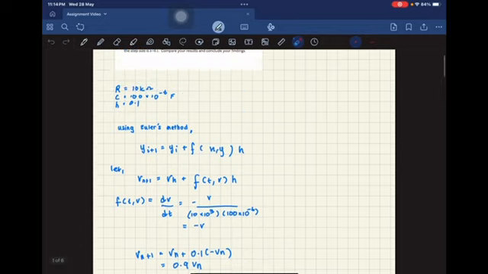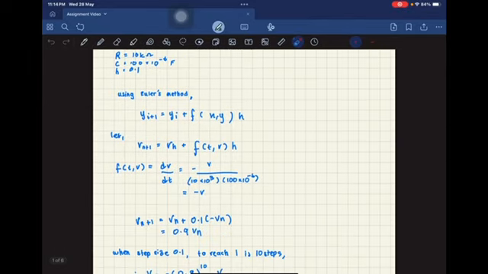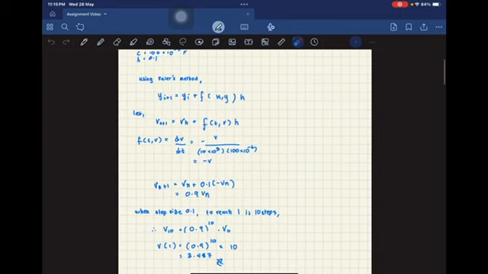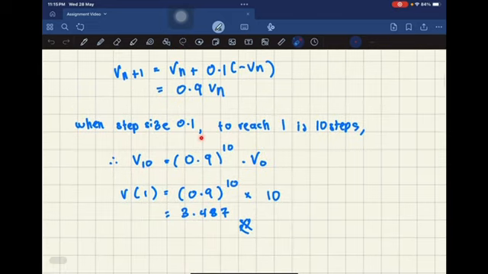So we start to derive the formula from the equation, and we get that dV over dt is equal to negative V, and then we substitute into the equation, and we got V(n+1) is equal to 0.9 Vn. When step size is equal to 0.1, to reach 1 second as the question requires, we need to do 10 steps. So the new equation that we will use is 0.9 to the power of 10 times V initial. So we substitute the value of V initial, and we get 3.487 for the Euler method.